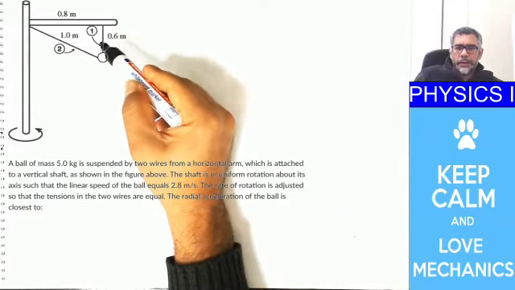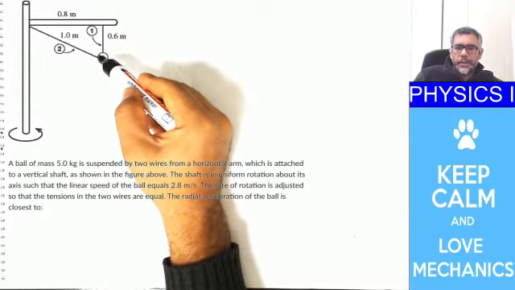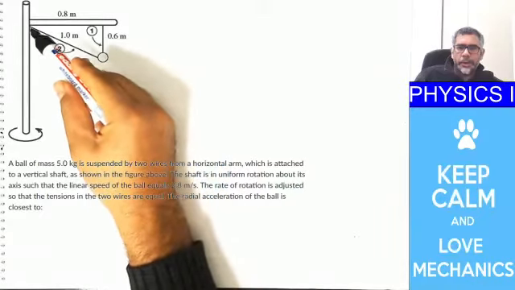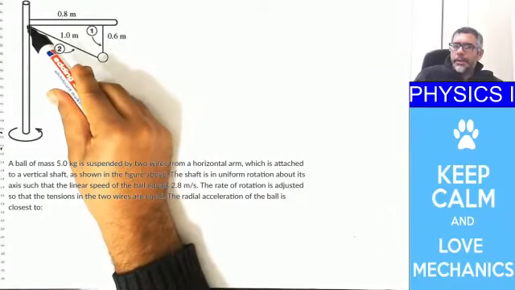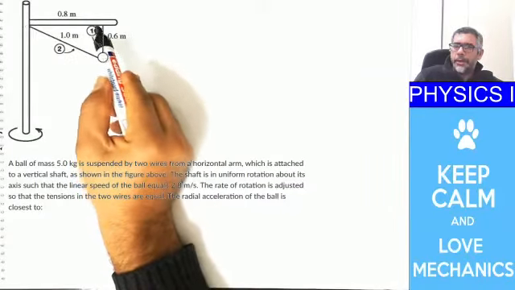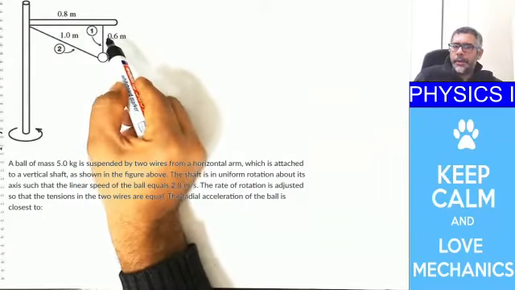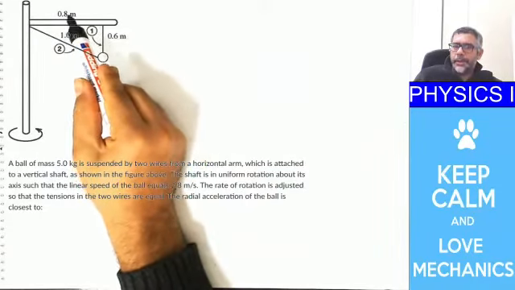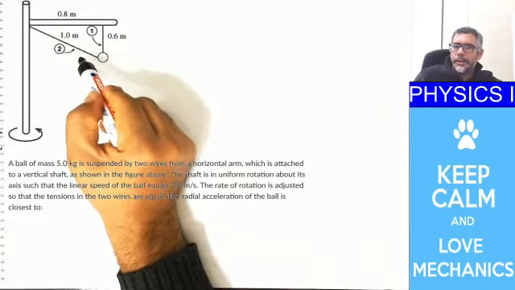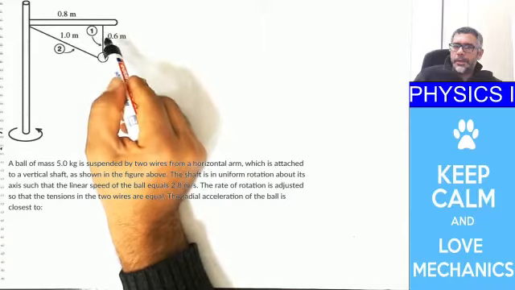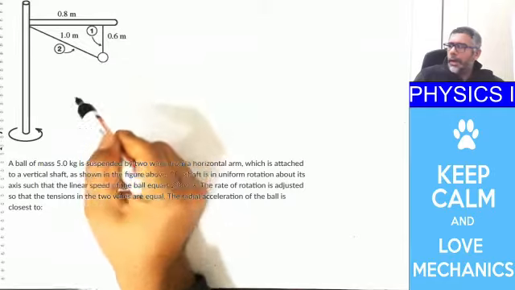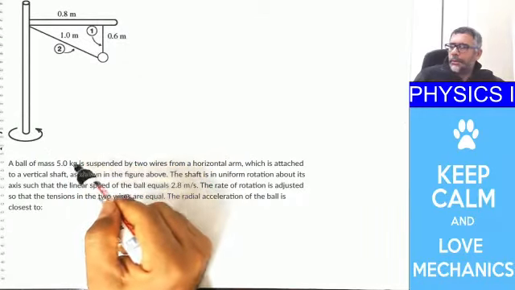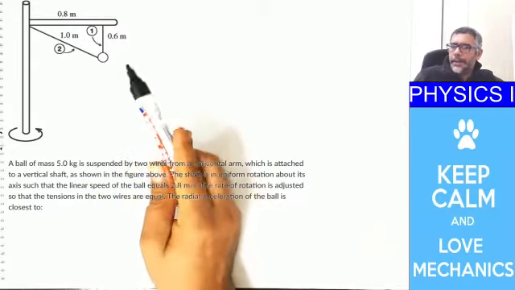this string, okay? And there is another string that attaches to the ball in this direction to the point where the arm connects to the shaft. Both these distances from the vertical axis to the point where the vertical string is attached are 0.8 meters. And this is 1 meter. And this string has a length of 0.6 meters. And this ball has a mass of 5 kilograms that the problem gives you.